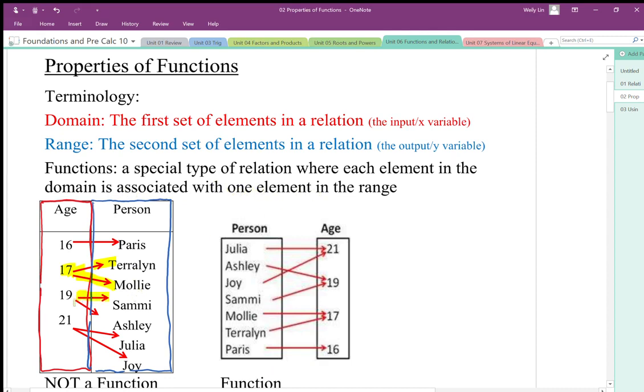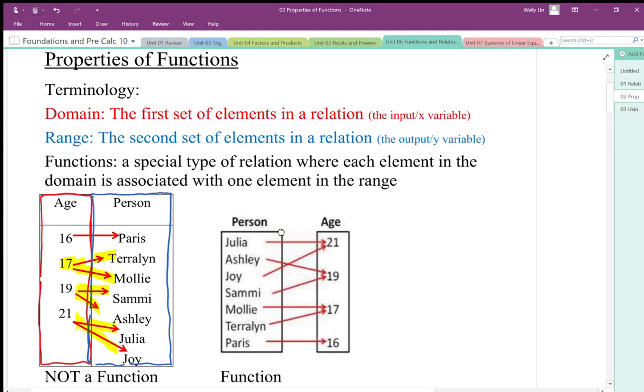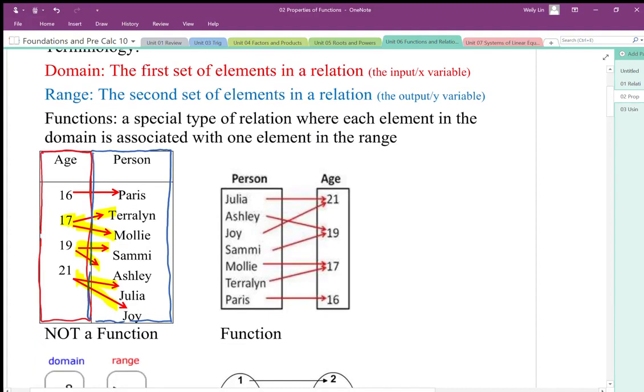Okay, so again, it's a problem here because one element in the domain is associated with two elements in the range. And same thing here. So this is not a function. Although this is still a relationship, because we're still relating the age to a person, it is not a function because we have this problem of one input being related to two outputs.